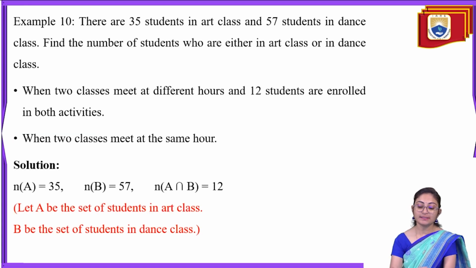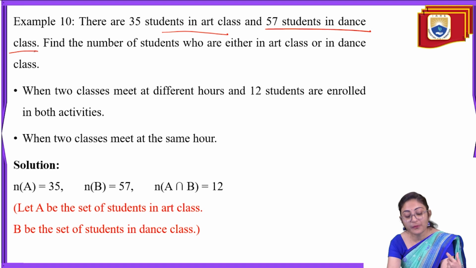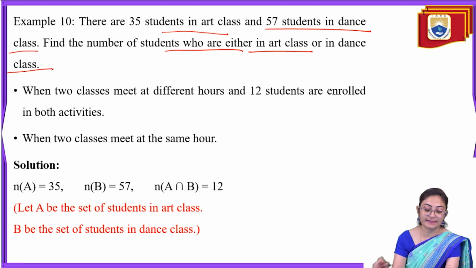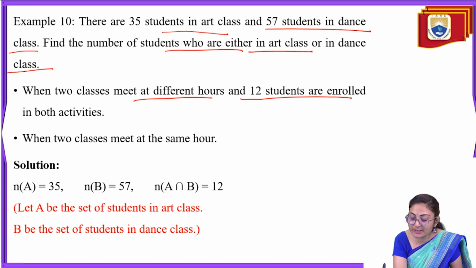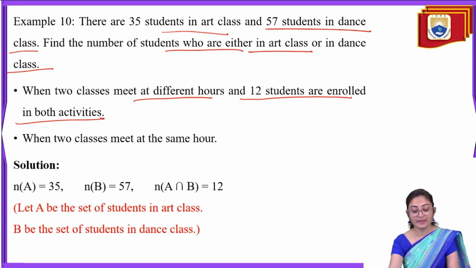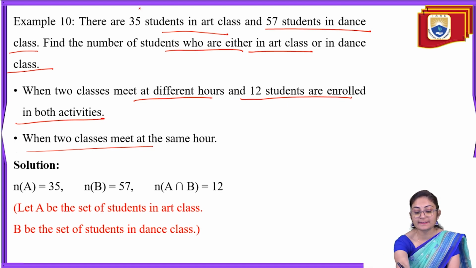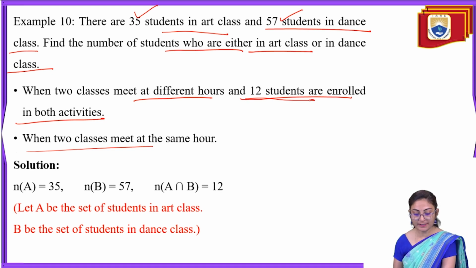Now next question is that there are 35 students in art class, 57 students in dance class, and find the number of students who are either in art class or in the dance class. When two classes meet at different hours, 12 students are enrolled in both activities. And when two classes meet at the same hour. Now, n of A is 35, n of B is 57. And for both, it's showing 12. n of A intersection B, that is 12.